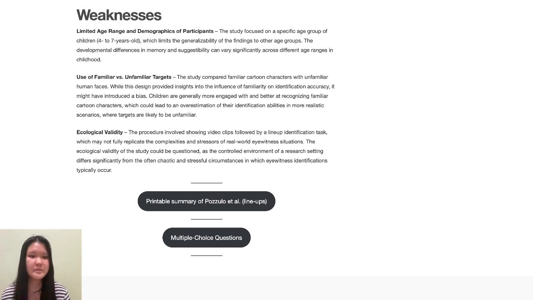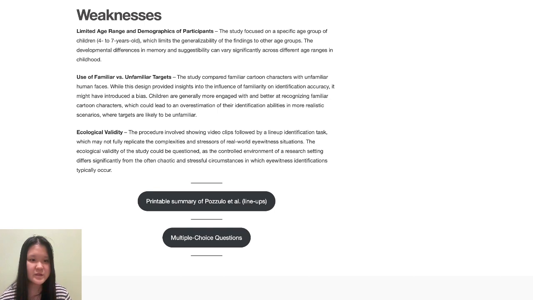Okay, so you can talk about how there was limited age range and demographics. Remember, children were only 4 to 7 years old, right? And so this limits the generalizability of findings to other age groups. Because remember, we're looking at developmental differences. The developmental differences in memory and suggestibility can vary significantly, because this is children that we are talking about. So this is actually quite a big weakness in this study.